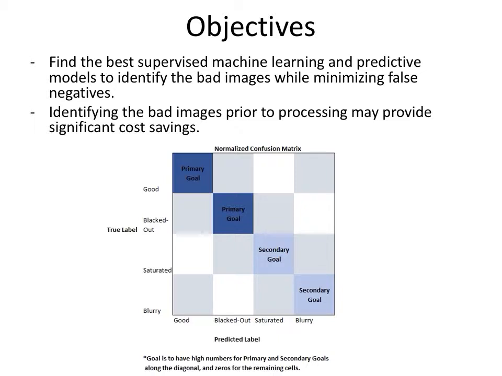And in order to measure the accuracy and to demonstrate the accuracy, basically our primary goals, we're going to use a confusion matrix showing the predicted images versus the true labeled images. The primary goals are going to be to get the good and the blacked out images identified, with the saturated and the blurry as secondary goals.